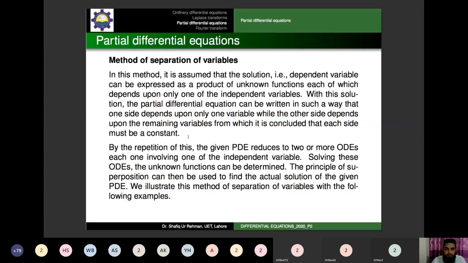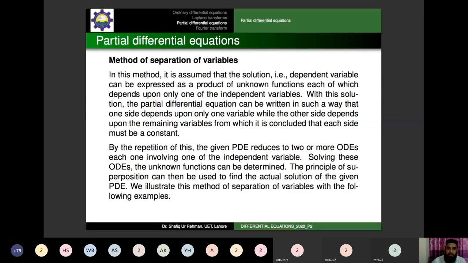By the repetition of this, the given partial differential equation reduces to two or more ordinary differential equations, each one involving one of the independent variables. Solving these ordinary differential equations, the unknown functions can be determined. That's what we initially assumed with the solution.